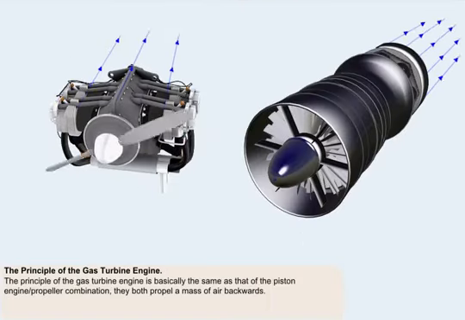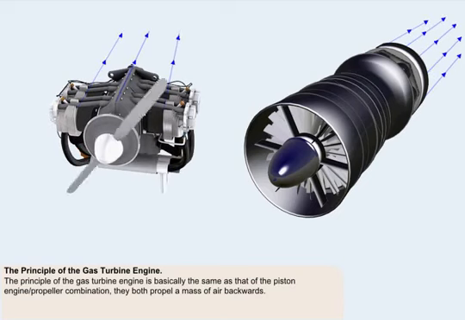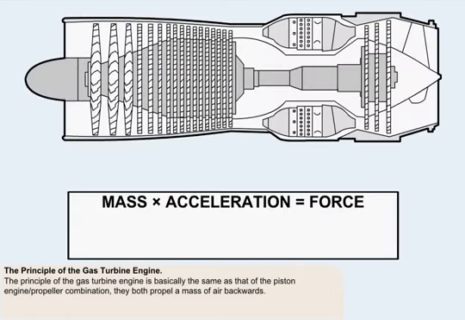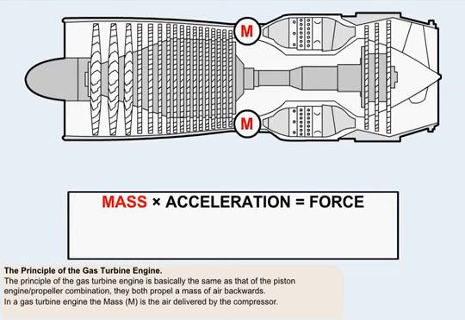The principle of the gas turbine engine is basically the same as that of the piston engine propeller combination. They both propel a mass of air backwards. Mass times acceleration equals force. In a gas turbine engine, the mass, m, mentioned in the equation is the air delivered by the compressor.